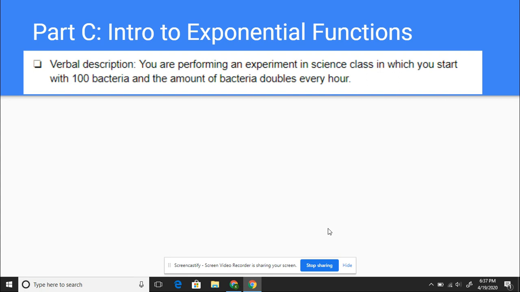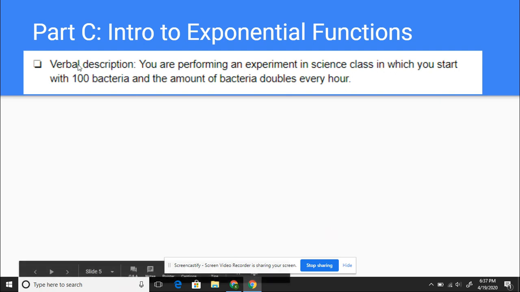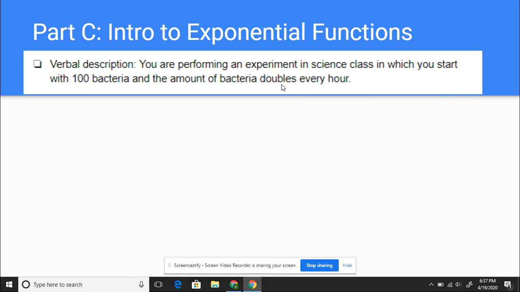So for an example, you're performing an experiment in science class in which you start with 100 bacteria and the amount of bacteria doubles every hour. This is an example of an exponential function. We still have a starting point. We're starting with 100 bacteria. And in this case, we are actually doubling that number of bacteria every hour. That's important there, that double.